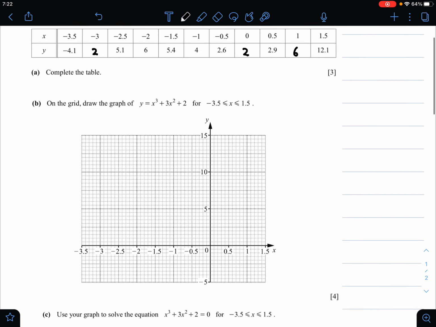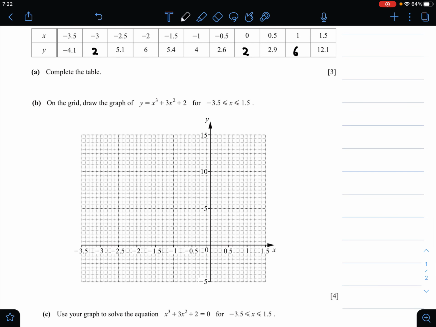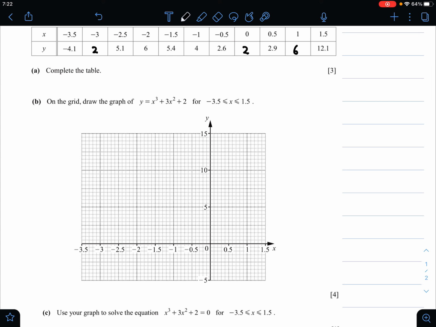So now let's move on to part B. For part B, they are asking us to draw the graph on the grid. We'll do that by plotting each point. So -3, 4.1 will come right here. -3, 2 will come right here. -2.5, 5.1 will come right here. -2 and 6 will come right here.